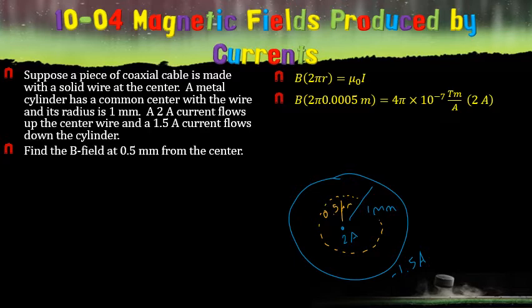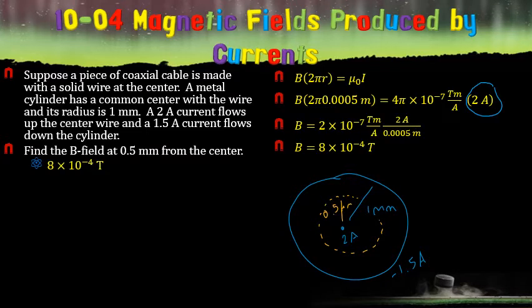Mu 0, and this time the current is just the current inside the little circle I drew. So it's inside the yellow circle, just the 2 amps. We don't worry about the 1.5 amps. So we want just the current inside of our imaginary dotted yellow path that we made. And end up solving that, you get 8 times 10 to the negative 4 Teslas.